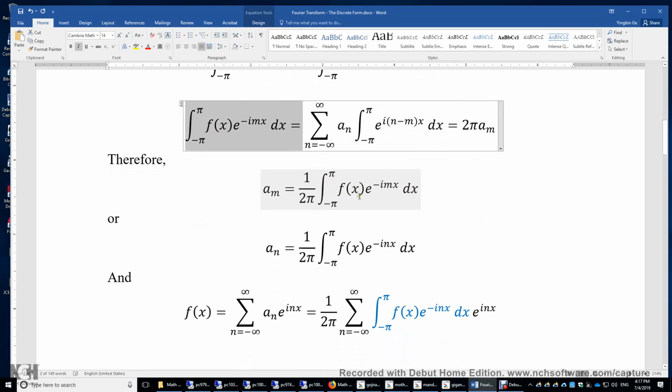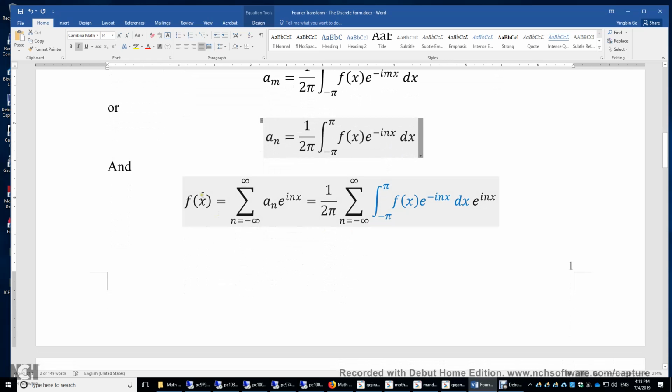Therefore, if we know the expression of f, we plug it in, we evaluate this integral, and then we have the coefficient. Because m or n is a dummy variable here, we can simply say a sub n equals 1 over 2 pi times this integral. And now we have f of x equals 1 over 2 pi times the summation of this integral in blue times e to the power of i n x. This blue part is simply the discrete expression of the Fourier transform of f of x.